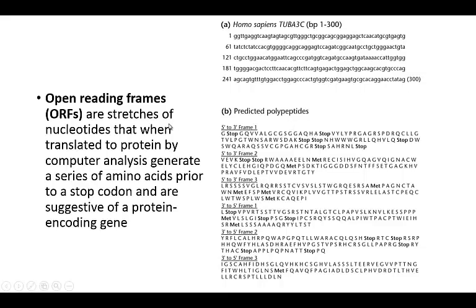So when we're looking at these open reading frames, or ORFs, they're just stretches of nucleotides that, when you use the computer tool, you can translate to protein through this computer analysis. And you can figure out what this sequence would be, where this stop would be, and so on. So here's a potential sequence here. It's Homo sapiens, tuba 3C, and it gives you just the base pairs 1 through 300. So these are all of the predicted polypeptides from that particular sequence.